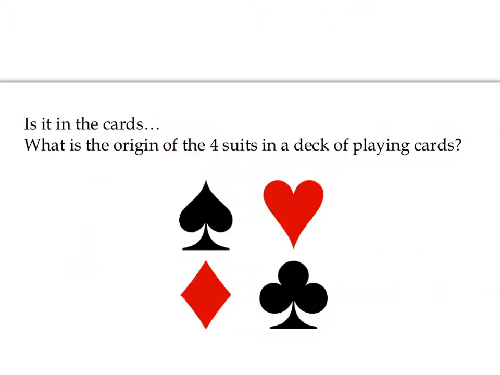All right, let's check here something about a deck of cards. We have 4 suits in your deck of cards, or your standard deck of cards. You got spades, hearts, diamonds, clubs. Okay, where do these come from? How were they determined that those would be what might be used in a deck of cards?